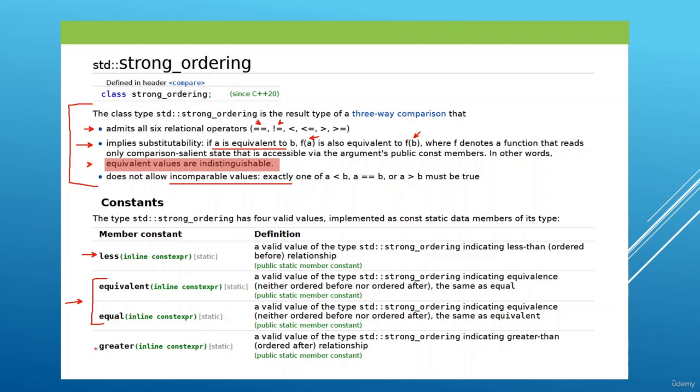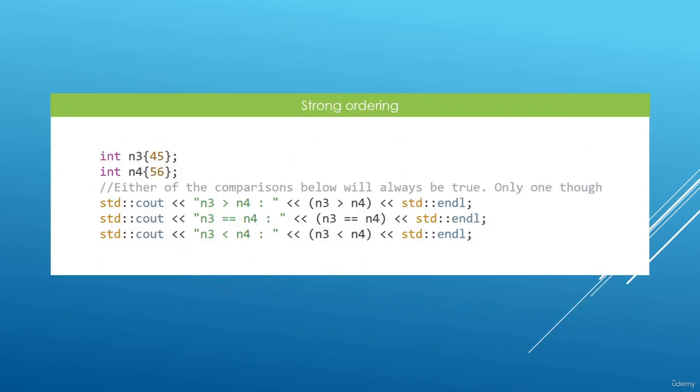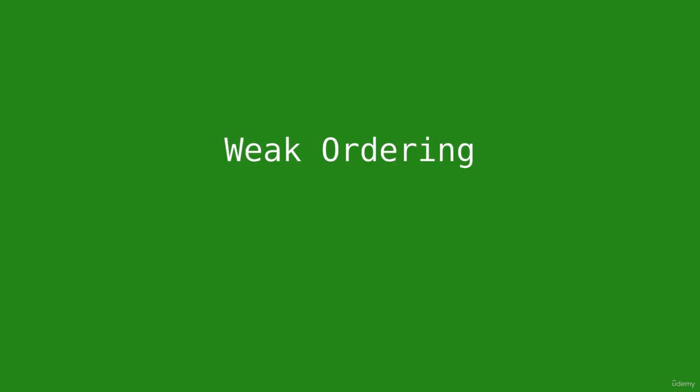And we also have a greater value, which means that what we have on the left is greater than what we have to the right. Okay, so this is all I really have to share about strong ordering. The main thing is that it supports absolute equality.